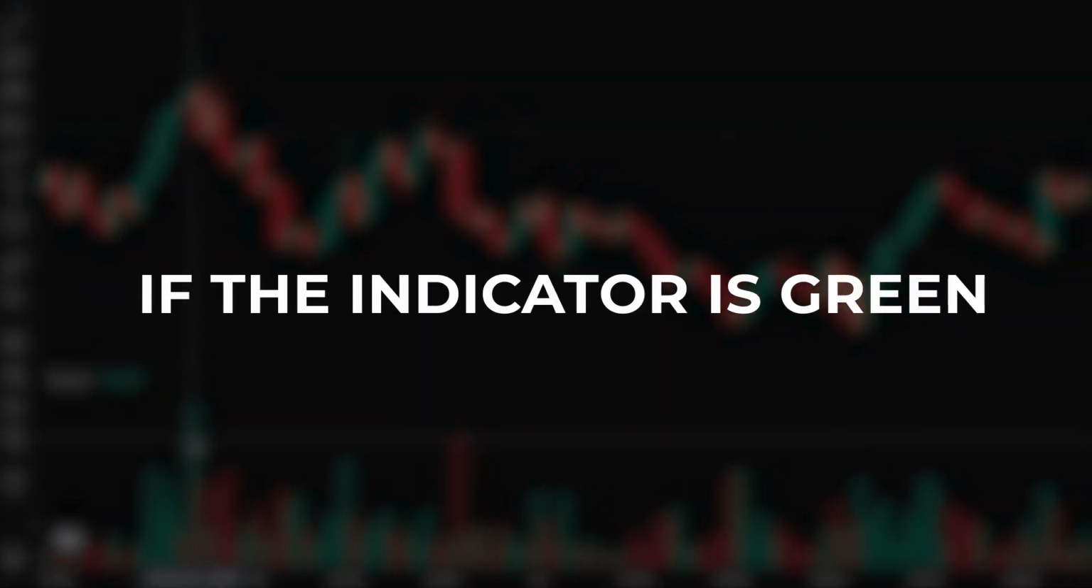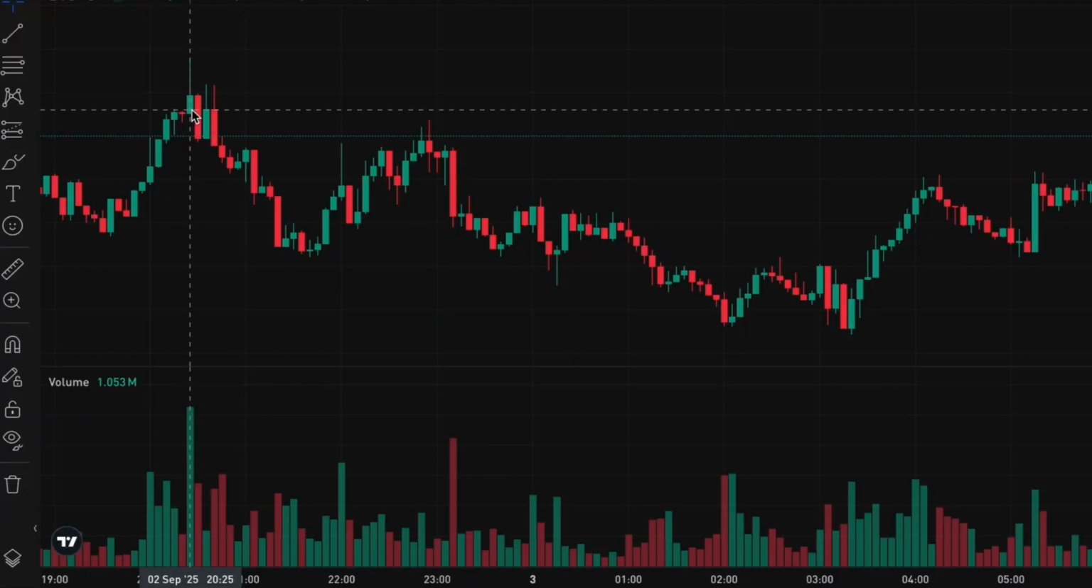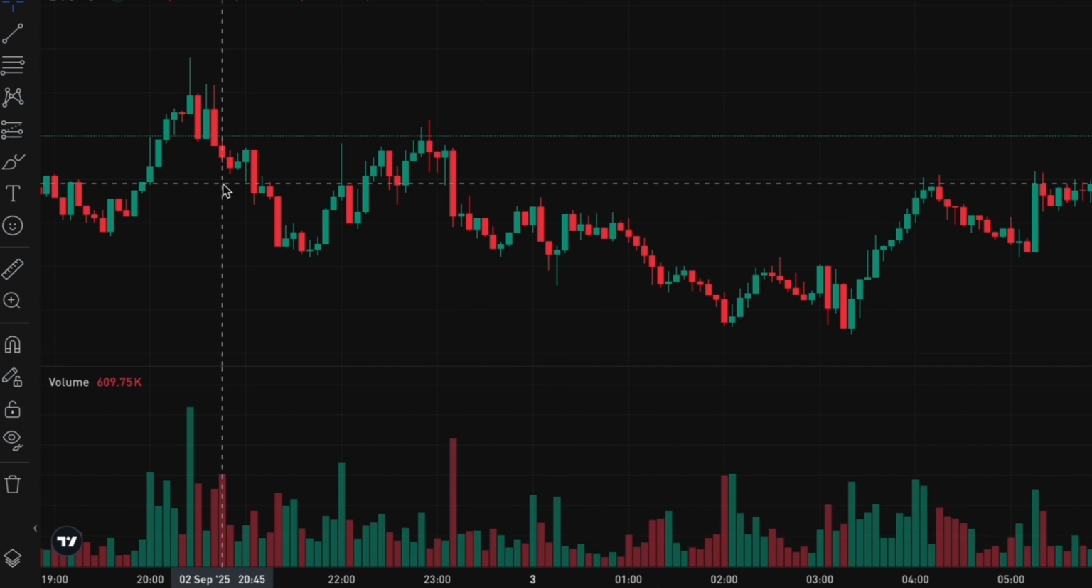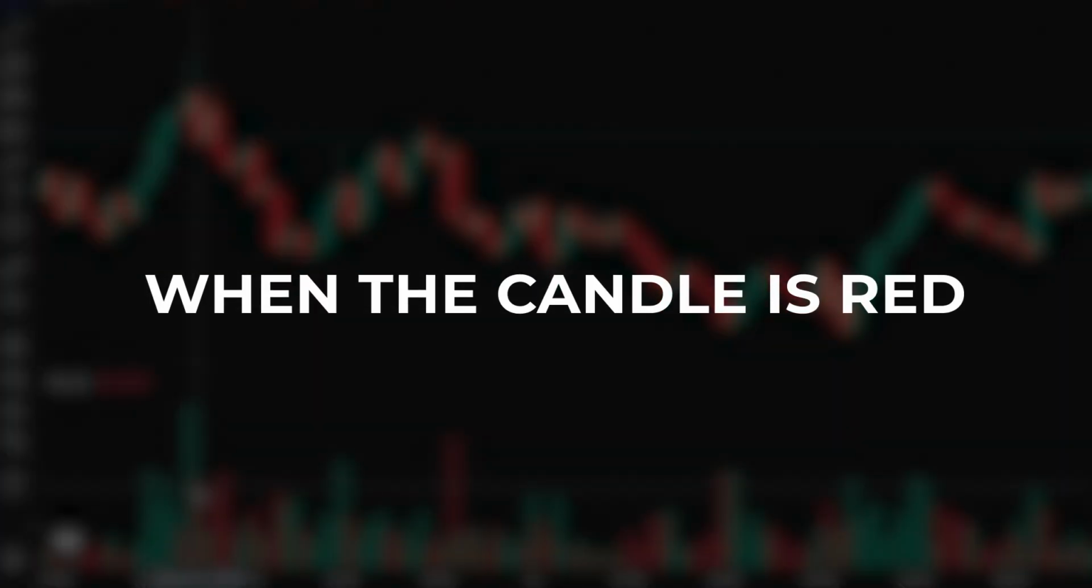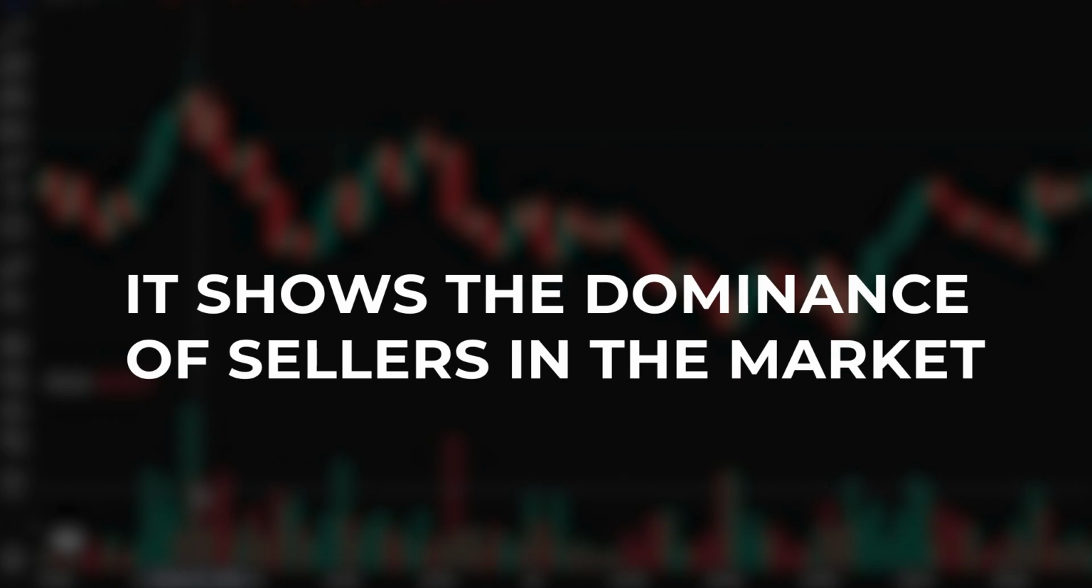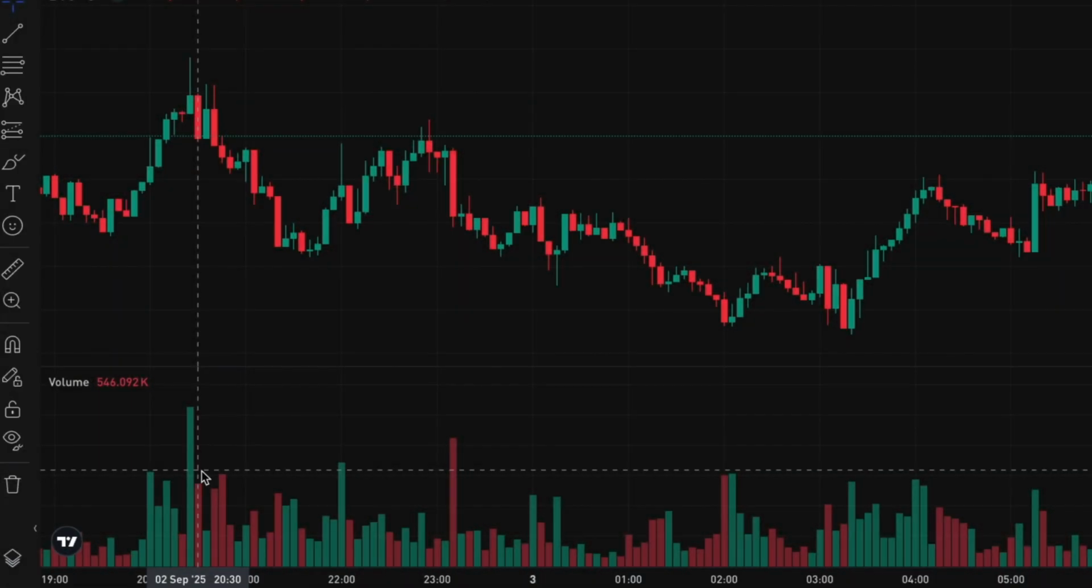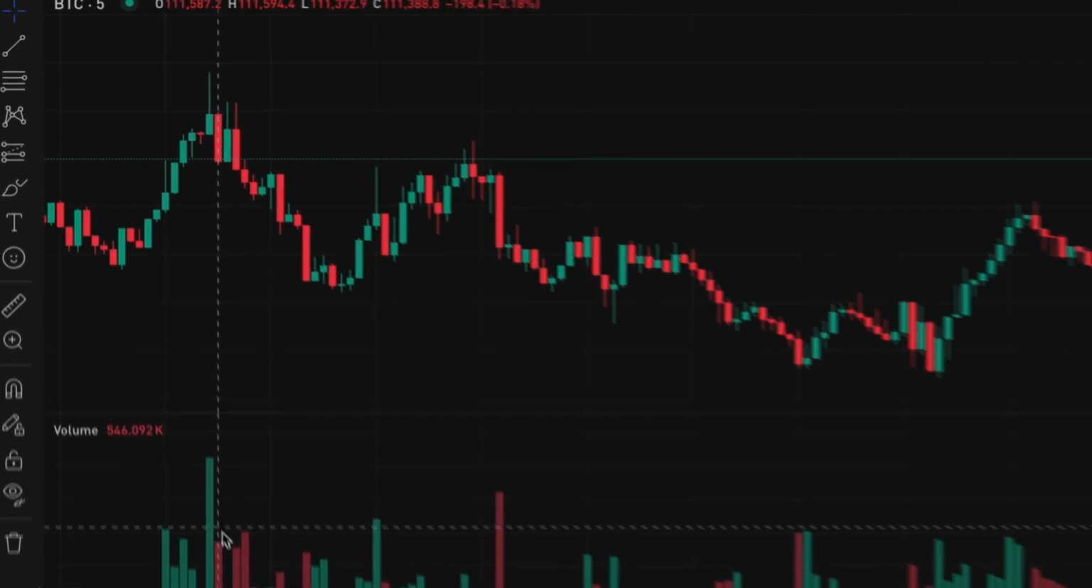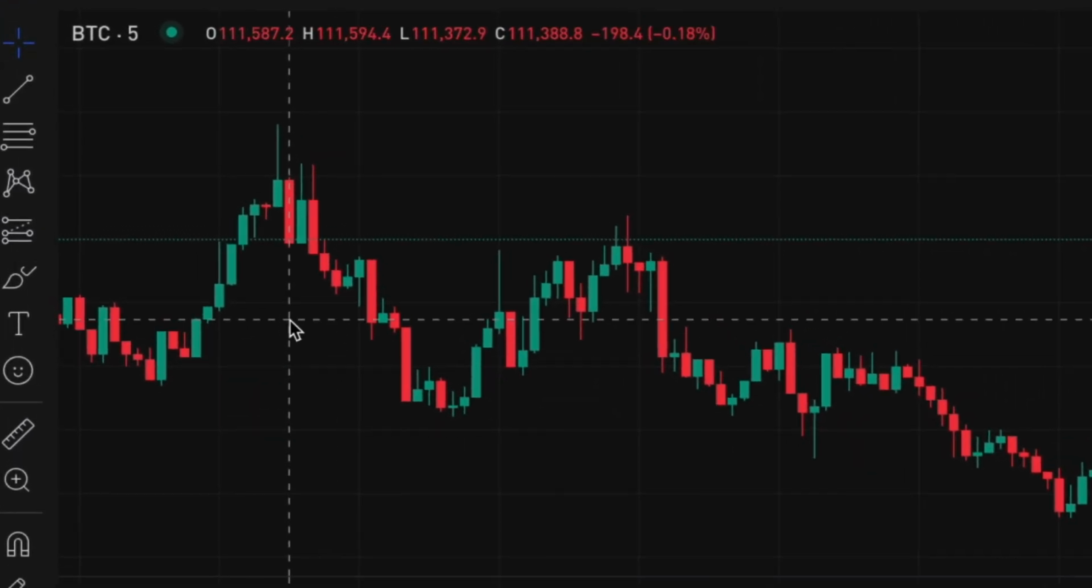The color of this column shows who dominated the period, sellers or buyers. If the indicator is green, it means we were bullish. The buyers won and pushed the price up. And vice versa. When the column is red, it shows the dominance of sellers in the market, and shows that the amount of liquidity for sale is higher than the amount of liquidity for purchase.